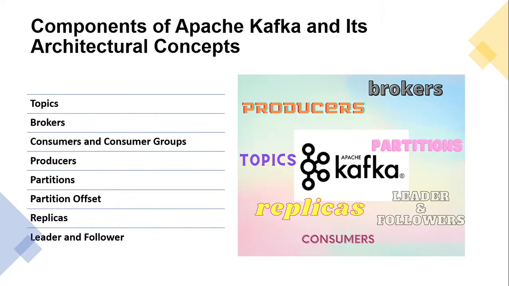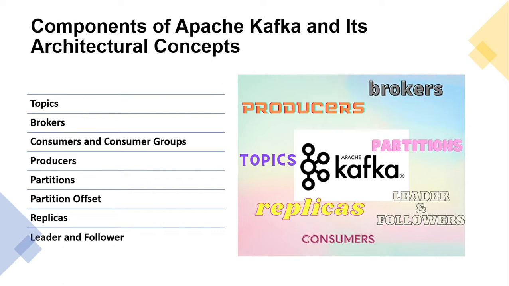So the first one is topic. A topic is a category name to which messages are published and from which consumers can receive messages. Brokers: in Kafka, the cluster usually contains multiple nodes. They are known as brokers and maintain load balancing. A broker receives messages from producers and consumers fetch messages from the broker by topic, partition and offset.